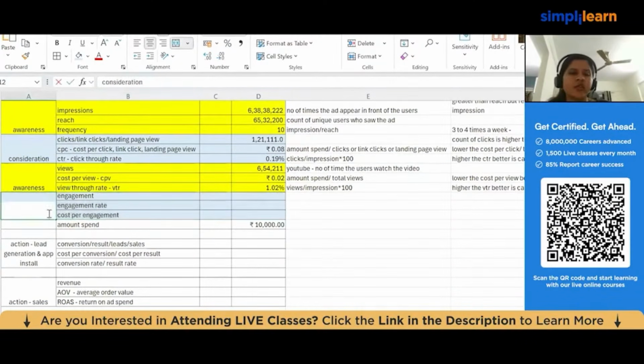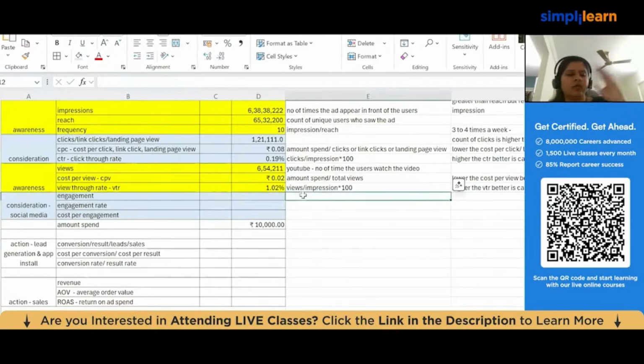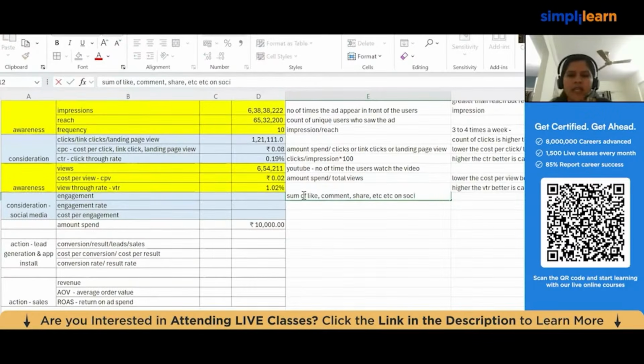By the way, this is only for your social media. This is not for your search engine, because search engine doesn't have an engagement kind of thing. Engagement is nothing but, guys, the sum of likes, comments, shares, etc. on any of your social media posts. Number of likes, comments, shares, any activity you do on that particular post is called engagement.